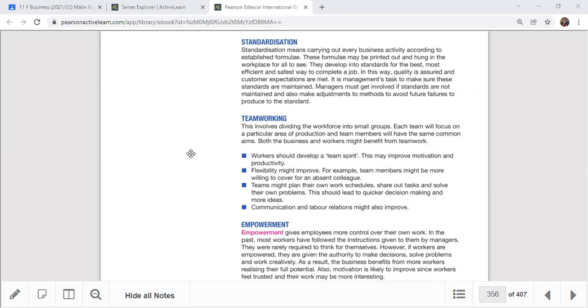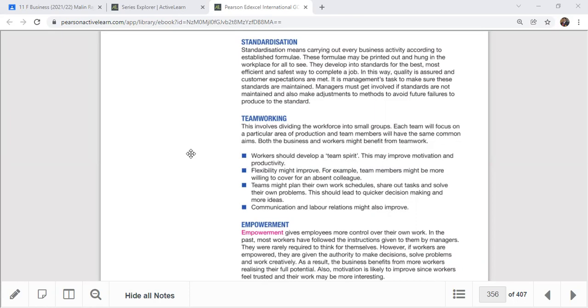Standardization, you can see this name again, we heard it in the 5-way system also, called Seiton, mainly standardize everything. You must have some kind of a rule, a practice, an audit must be there. So it means carrying out every business activity according to an established formula, an established system. For example, let's say a cleaning chart. What are the areas that you have to clean, and how long, like every 2 hours or every 4 hours, and daily you can go and check those things.